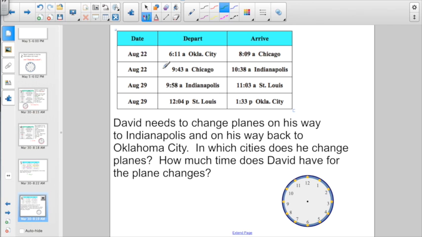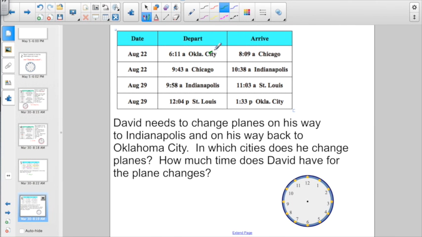Okay, one more question using the same plane schedule. Take a look at this question. Here it says, David needs to change planes on his way to Indianapolis and on his way back to Oklahoma City. The first question, in which cities does he change planes? So we kind of talked about it.